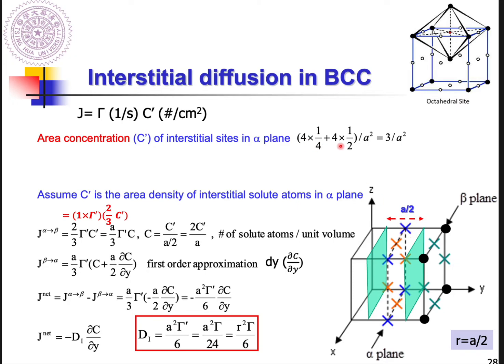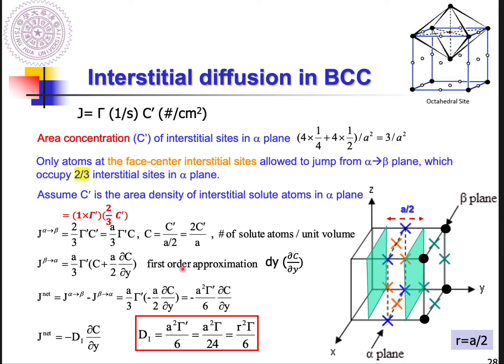So in total we got 3 interstitial sites, and the area here is A times A, so the area concentration is 3 over A squared. So this is how we deal with C-prime, right? And next we need to determine the total jump rate.